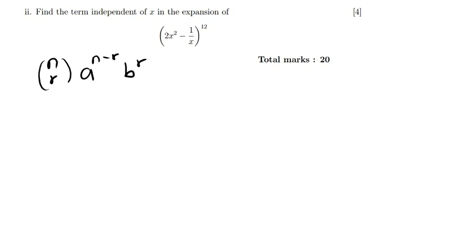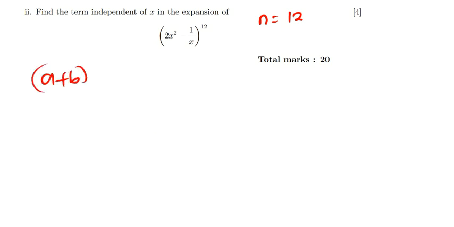In this case, n is the number which we are going to be given. Any number which is the power here, that is our n. So in this case, our n is 12. Now this is always in the form of (a plus b). So now let me give it like this. It's more like we have (a plus b) to the power n.